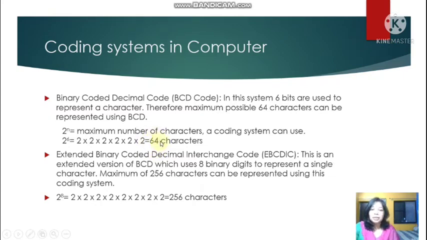But if you have more than this, then the next encoding scheme will have to be used. So another one we have is extended binary coded decimal interchange code, EBCDIC. This is an extended version of BCD which uses 8 binary digits. BCD was using 6 bits, so 2 to the power 6, 64 characters only. But EBCDIC uses 8 bits, so 2 to the power 8 becomes 256 characters. So if you want more storage capacity, you will have to go to EBCDIC, where you can represent 256 characters in one go.